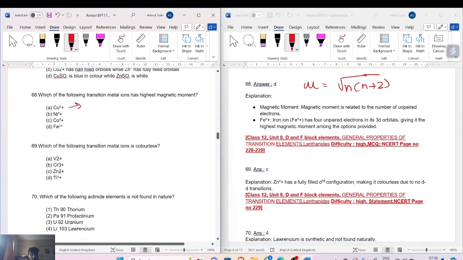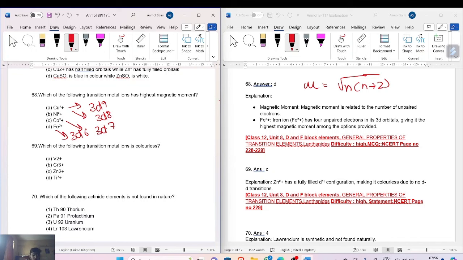For Cu2+, I am directly writing the configuration here. It will have 3d9. For nickel, we can say 3d8. For cobalt, we can say 3d7. And for iron, it will be 3d6.